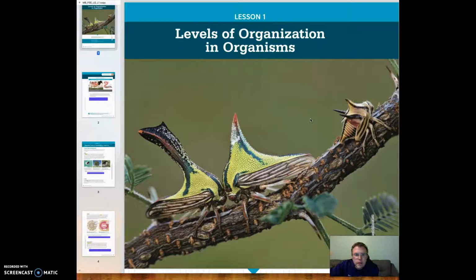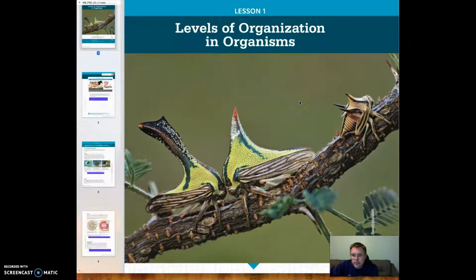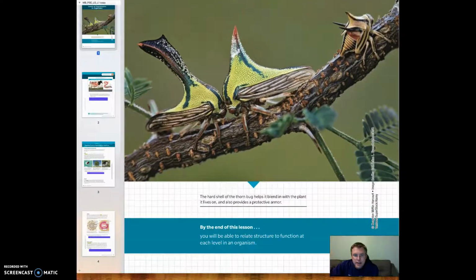Hello everyone. Today we are going to be starting into Unit 2, Lesson 1 of Unit 2 in the first exploration that we have here. We're going to be looking at the levels of organization in organisms. I like the picture here of these thorn bugs fighting with each other, I guess is what they're doing there. But it says there the hard shell on the thorn bug helps it blend in with the plant it lives on and also provides protective armor.